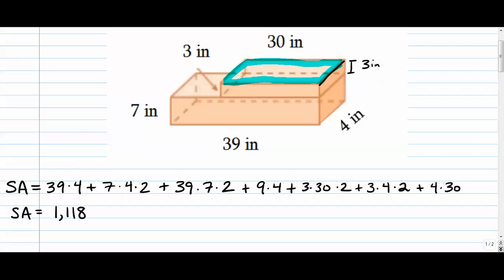I think you get that the surface area is 1,118 square units, square inches. And again, if you're ever forced to come up with some sort of explanation as to what that means, think about this as how much area is on the outside of the solid. So if you think about it, there's a rectangle that's squished in between here. We're not counting that. We're only counting the surface.